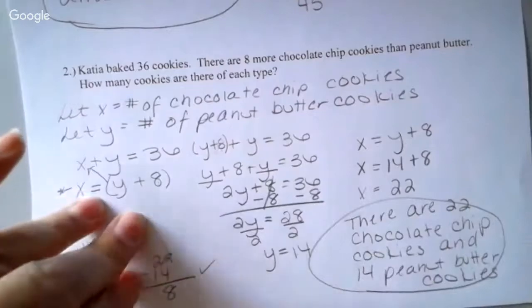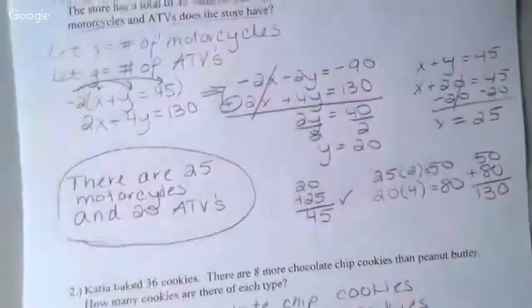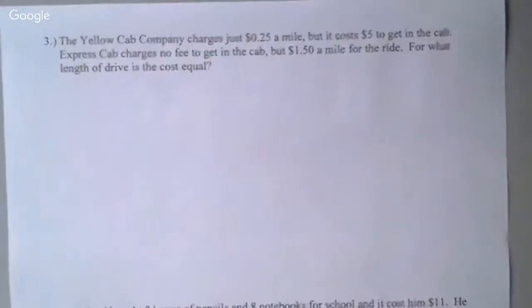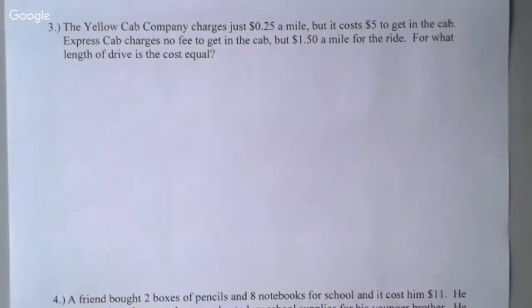Okay, at this point, pause the video and try number 3. Resume the video to check your answers. Okay, in number 3, the yellow cab company charges just 0.25 or 25 cents a mile, but it costs $5 to get in the cab. Express Cab charges no fee to get in the cab, but $1.50 a mile for the ride. For what length of drive is the cost equal?